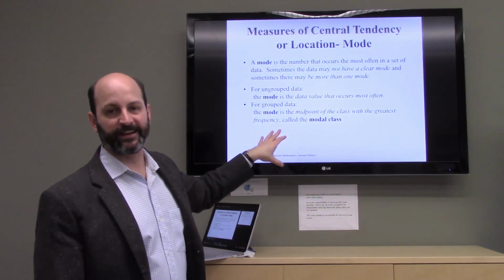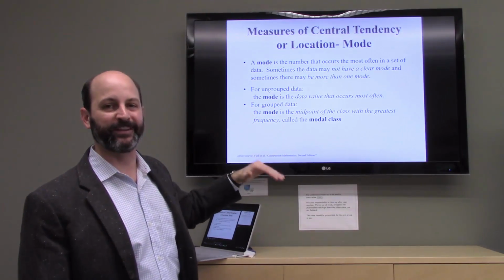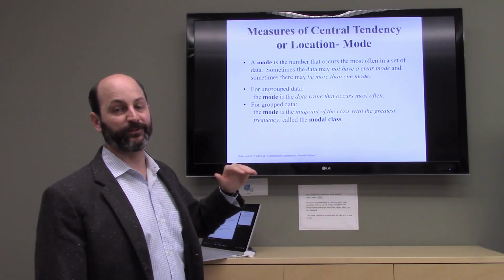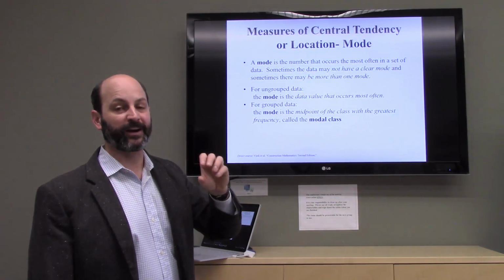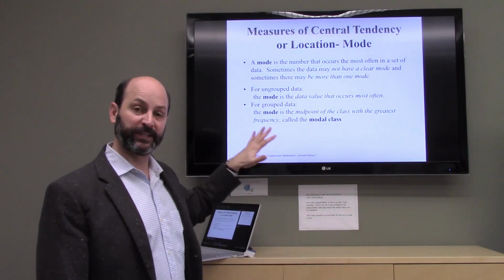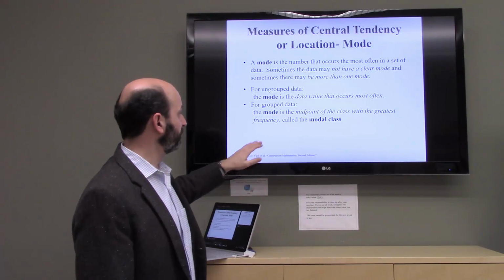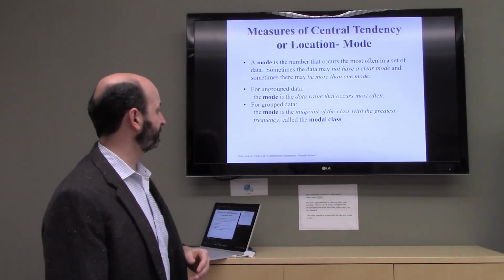I've changed the data in this slide from the previous example so that I can make one class have more frequency than another, so that I'm not using what's called bimodal data, where we have 2 classes with the same amount of frequency, just for example purposes, right? So you'll see, and I'll show you where I've changed it a little bit. But the midpoint of the class with the greatest frequency is called the modal class.